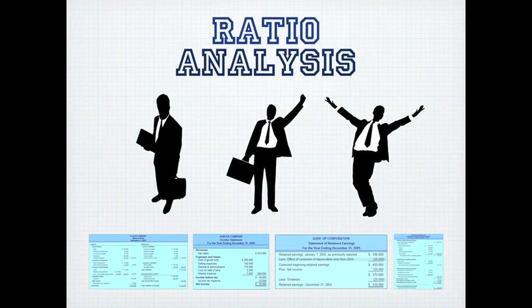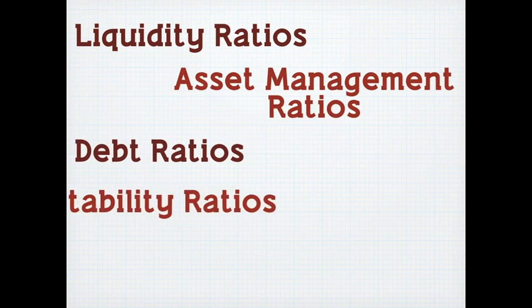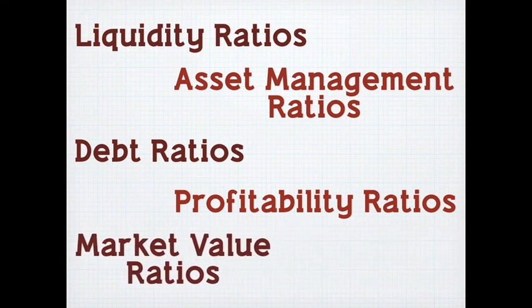Ratio analysis is broken down into 5 categories: liquidity ratios, asset management ratios, debt management ratios, profitability ratios, and market value ratios. Let's take a look at each category and discuss the ratios that fall under them.